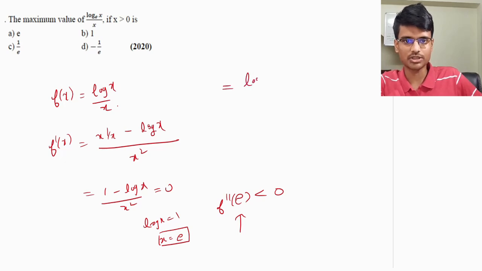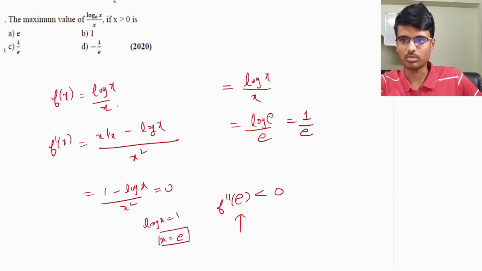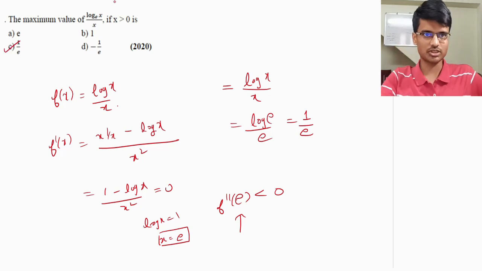So I'll just substitute that. Log x by x at e, what happens? Log e by e. What is log e? Log e is 1. So 1 by e. 1 by e is the maximum value. So this was the last question.